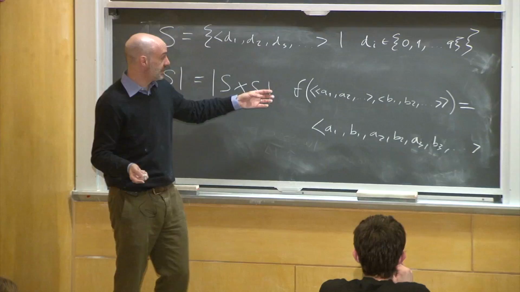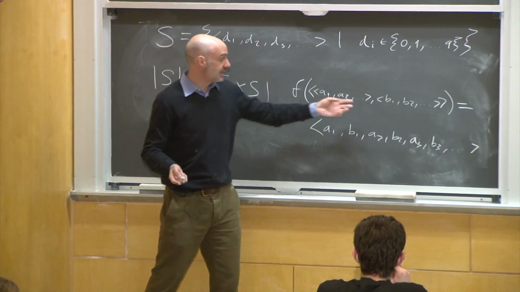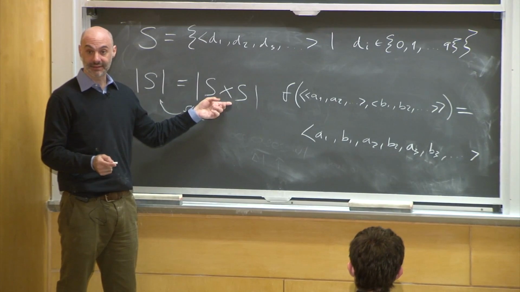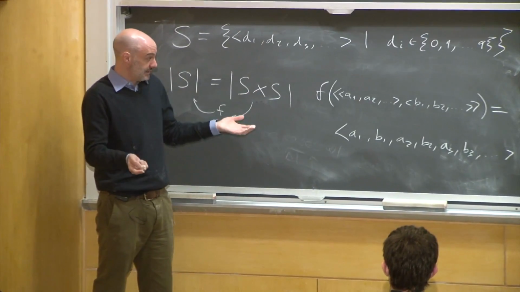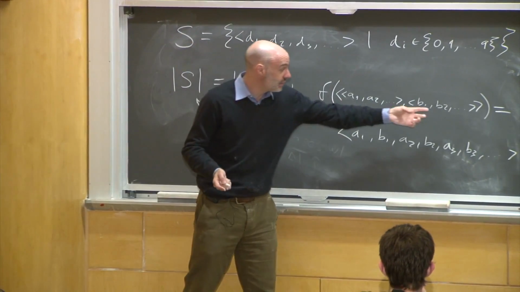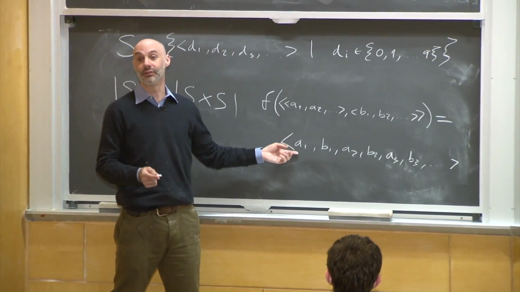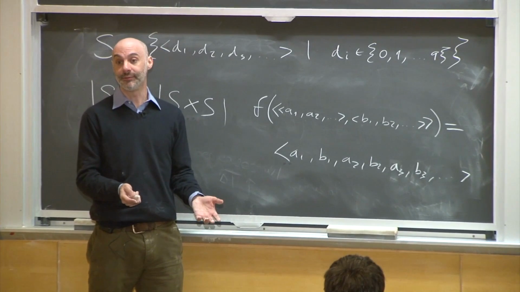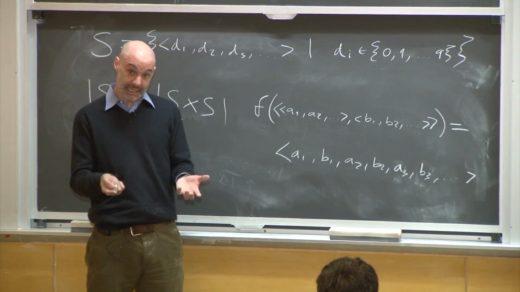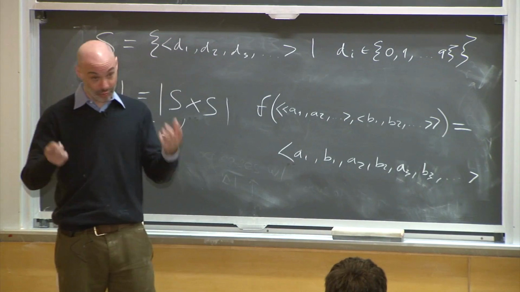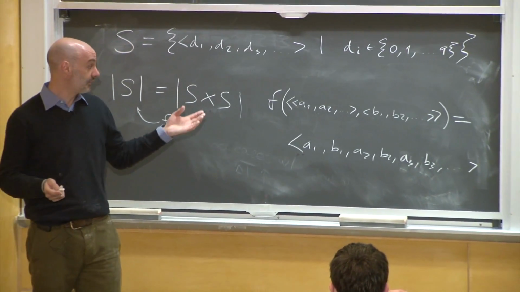So now let's check that it works. So what we need to check is first that this function is defined for every element of S cross S. And of course it is, because whatever two sequences you're given, the result of alternating those sequences is going to be well defined. It's also unique. So if you're given two sequences, there's only one sequence that can result from alternating.